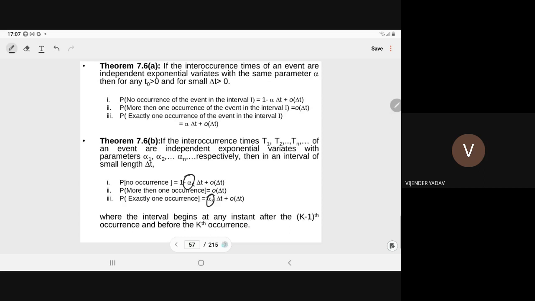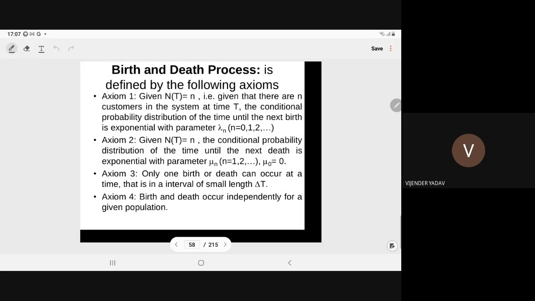Now the most important part of queuing theory is the birth and death process. Here, the birth and death process is defined by the following axioms. As I have told you earlier also, an axiom is a true statement which does not require proof. We assume that it is always true. So the birth and death process we define using the following axioms.